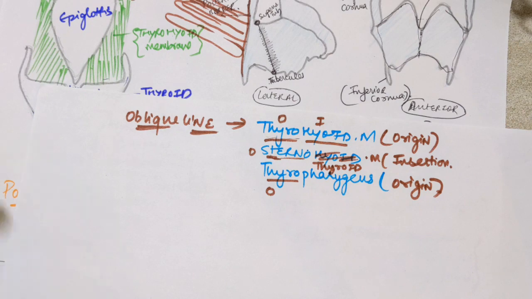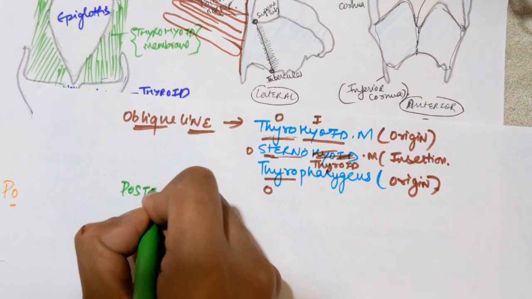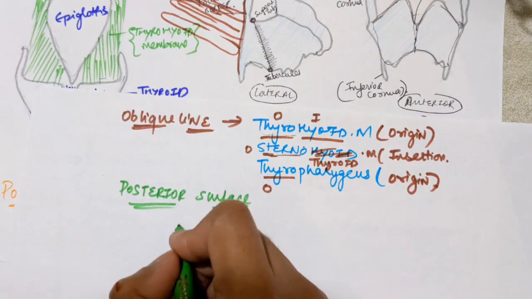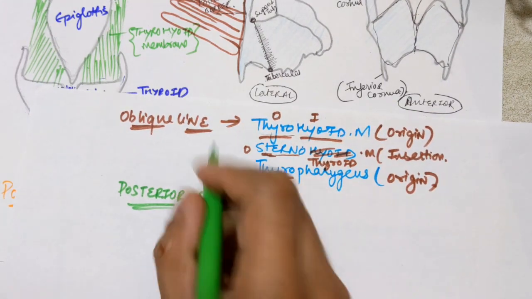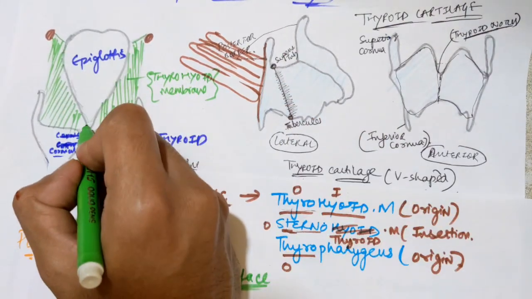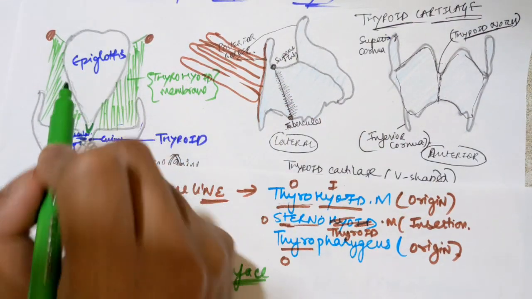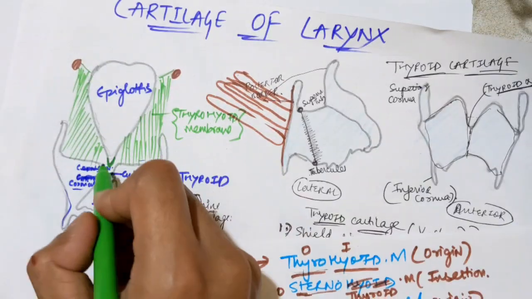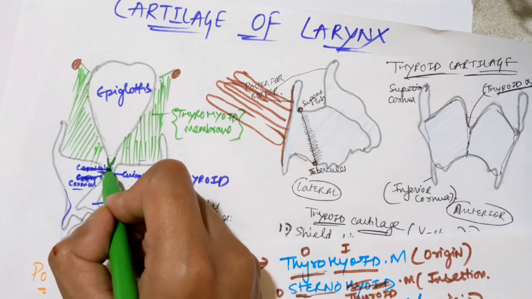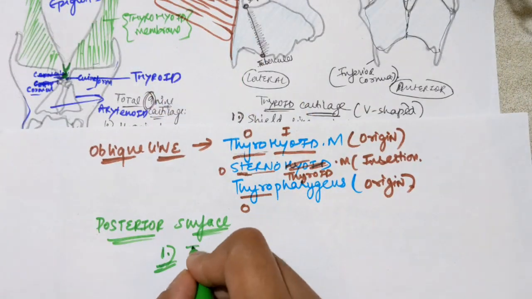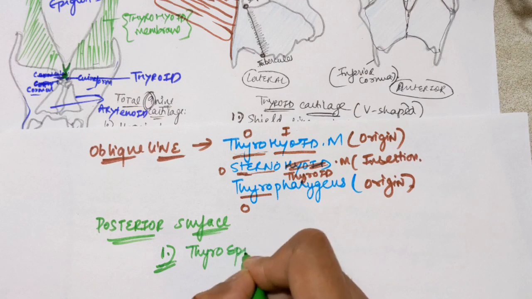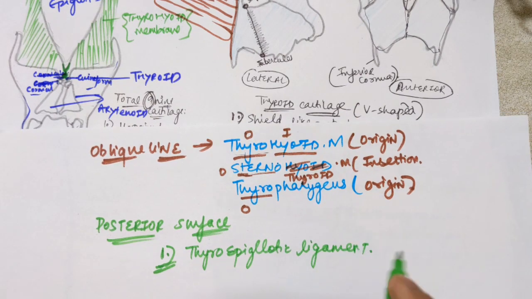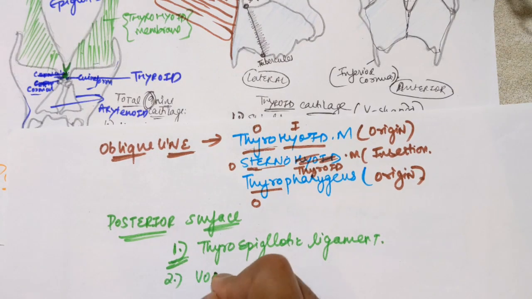Some structures also attach on the posterior surface of this thyroid cartilage. So we'll be seeing the attachment on the posterior surface. First one is your epiglottis. You can see this part, this is a stalk, and this is the apex. There's a posterior surface of the epiglottis we have seen. This stalk attaches on the posterior surface of thyroid cartilage with a ligament called the thyroepiglottic ligament.